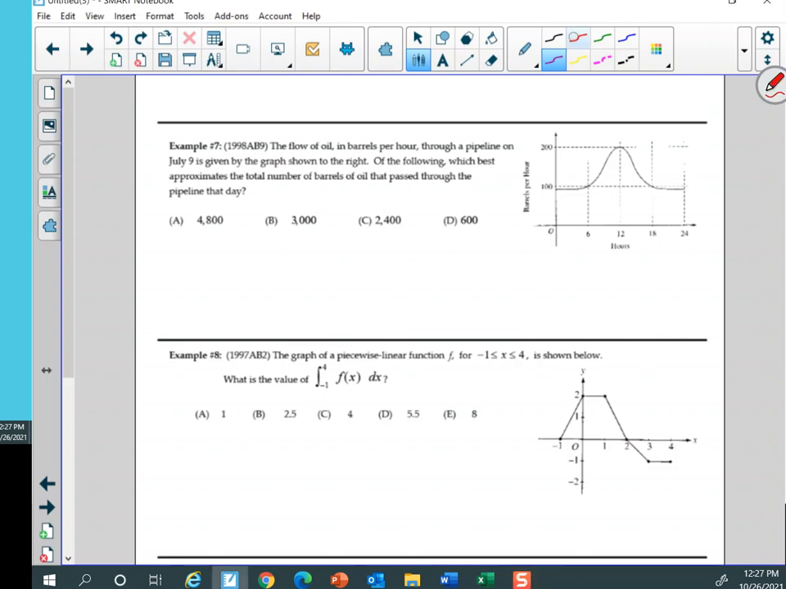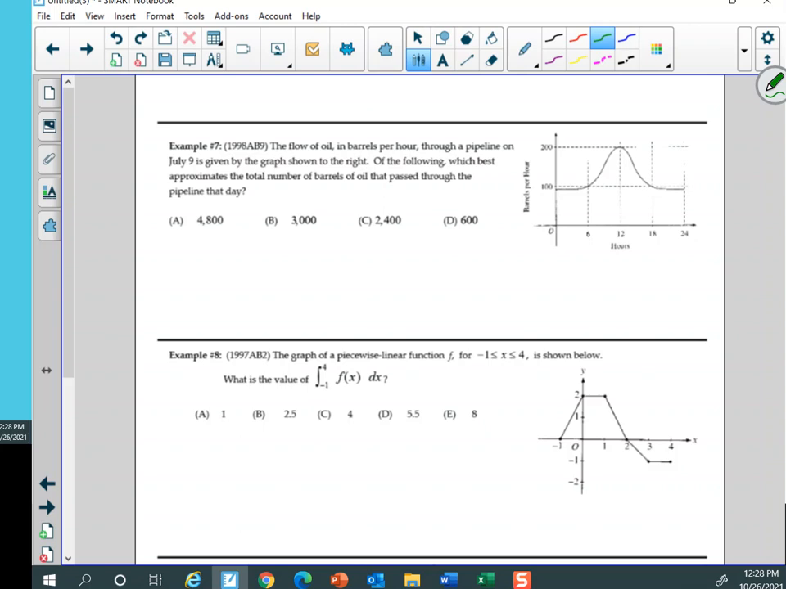Next, we're going to look at some problems that involve calculating or estimating an area. And we're going to look at those in different contexts. We're going to look at some different examples from the AP exam where these concepts have come in. And here's the first example.